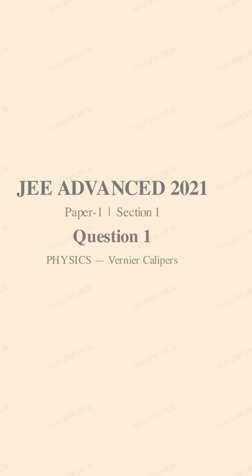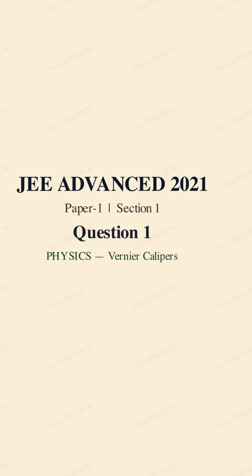JEE Advanced 2021, Paper 1, Question 1. Physics, Vernier Calipers. Let us visualize the setup for this Vernier Calipers question. We have two figures. On the left, the jaws are closed. This is for finding the zero error.